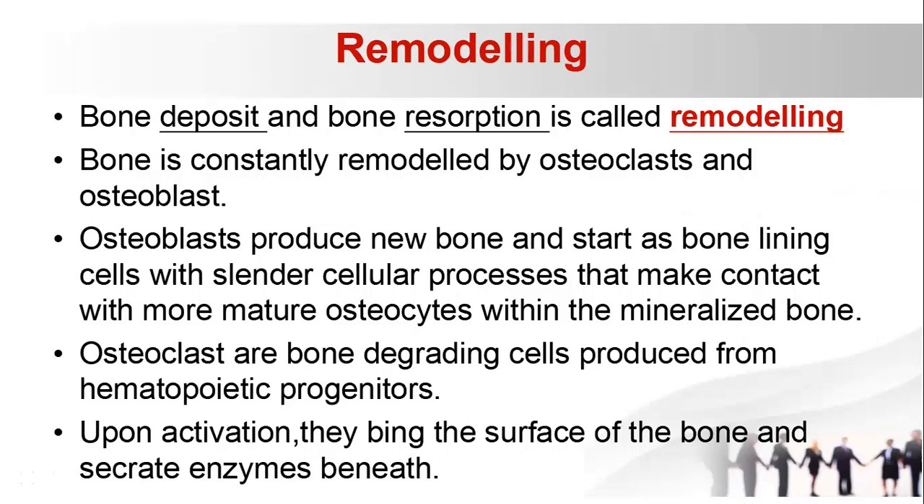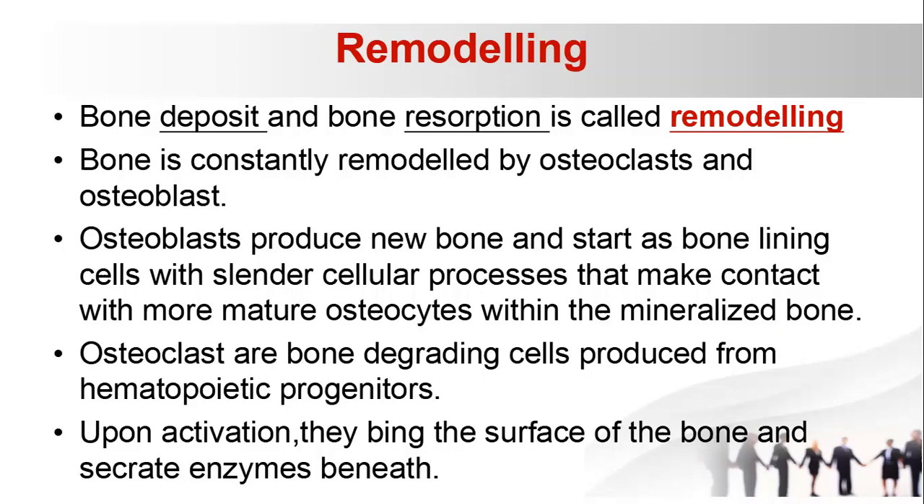Osteoblasts produce new bone and start as bone lining cells with slender cellular processes that make contact with more mature osteocytes within the mineralized bone. Then osteoclasts are bone-degrading cells produced from hematopoietic progenitors.